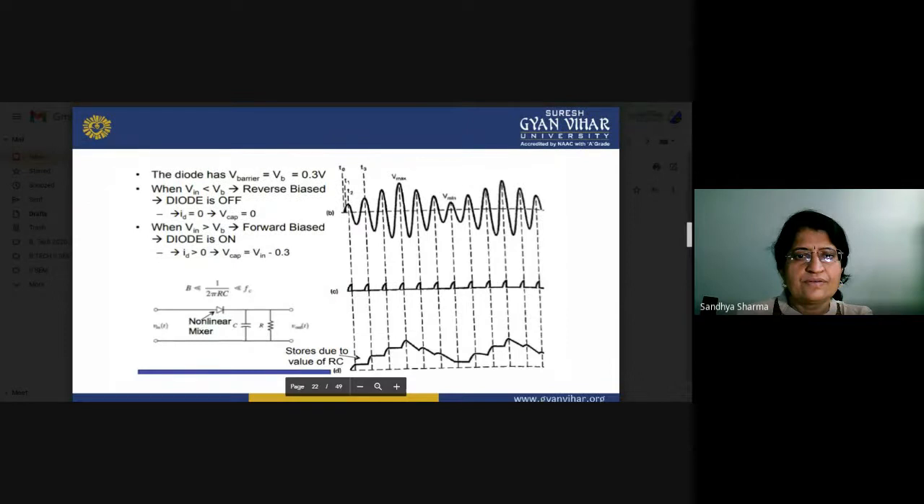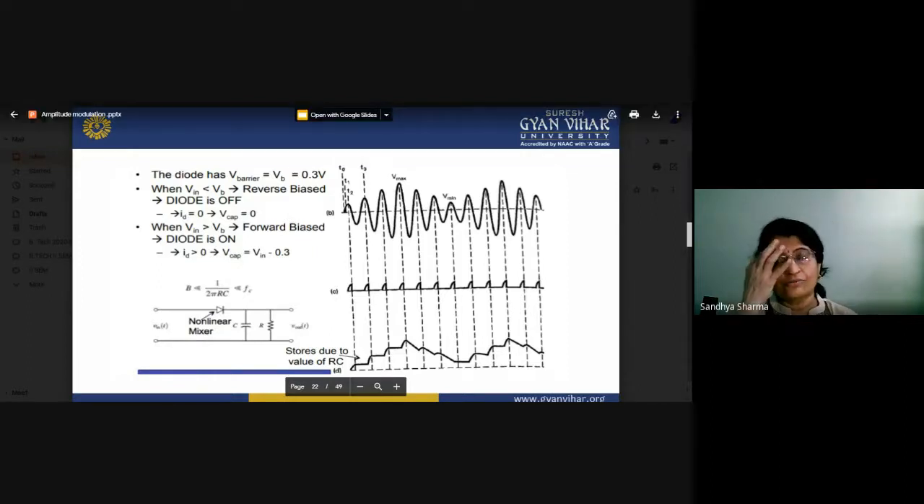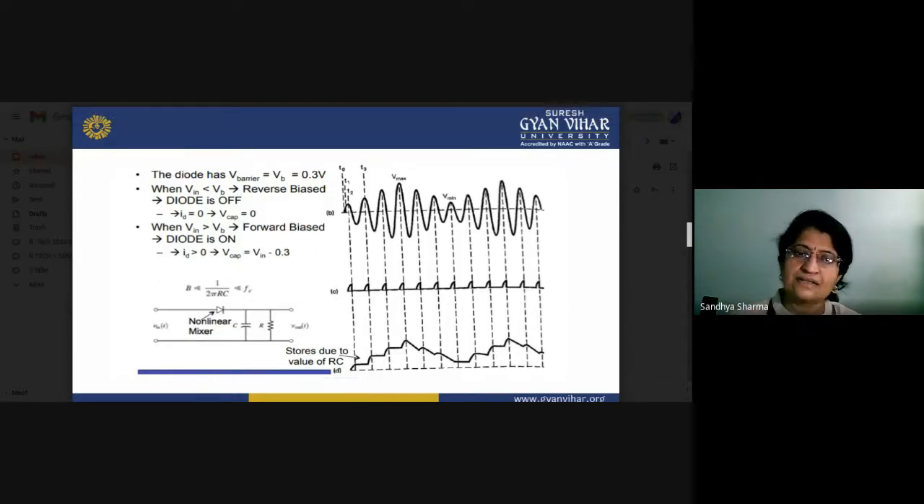Now we will see this part, but we have to show you charging, discharging, charging, discharging. So this type of waveform we will receive at the output. There are slight ripples, and after applying the filter, we can easily remove the ripples.